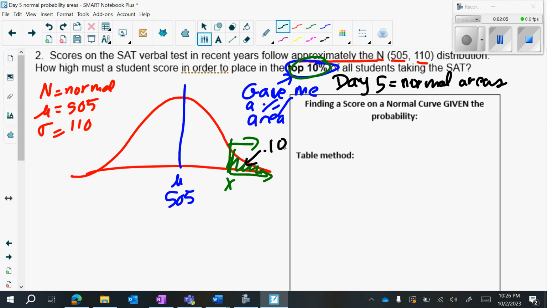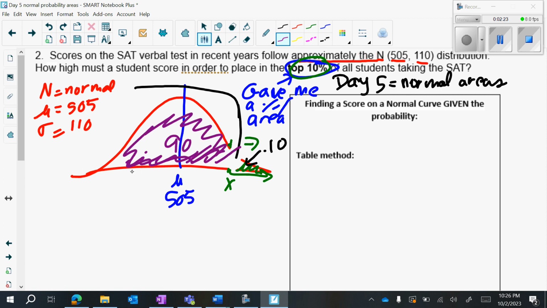or 0.10, which means that the area to the left of them, which is who they're better than, is 90%, the complement of 10%. Remember, these have to add up to 100%. So 90 plus 10 equals 100%. So this person is in the 90th percentile because they are better than 90% of the population. So the first thing we always want to do is draw and label the curve and sketch and shade the area that is given.